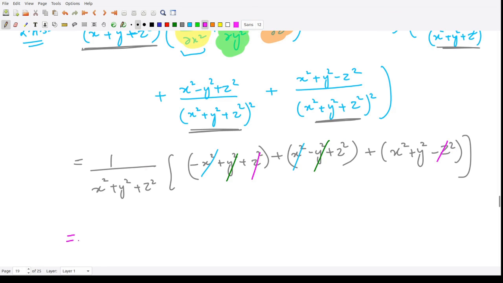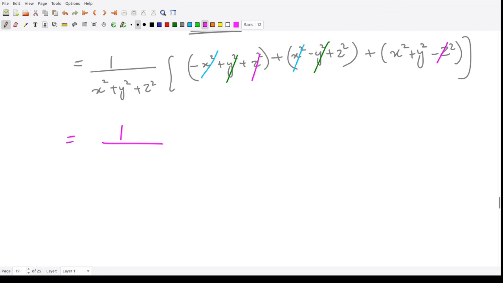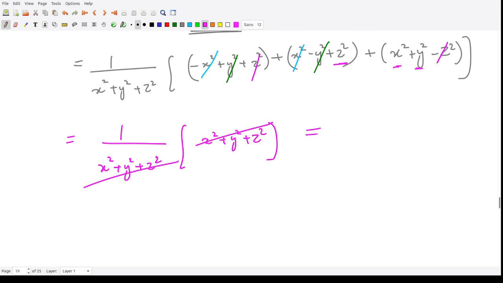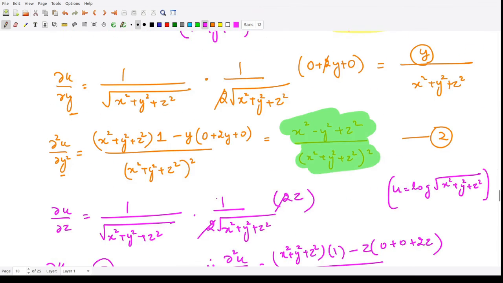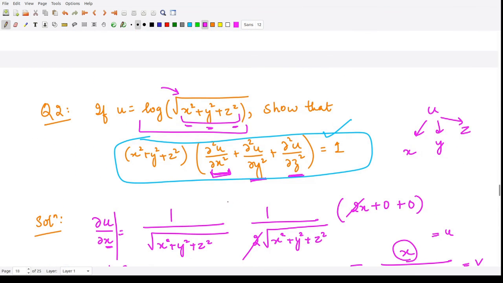So what are we left with? We are left with 1 divided by x² + y² + z², and in the brackets we have these three quantities remaining. So that is x² + y² + z². So now you see this also cancels with this one. So the final answer is 1, which was equal to this right hand side. So we got what we were required to prove. That means we wanted to prove this quantity equal to 1. So we have shown the same.